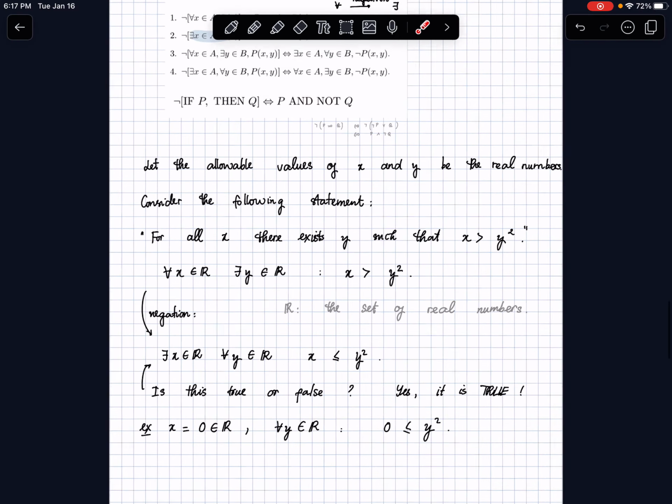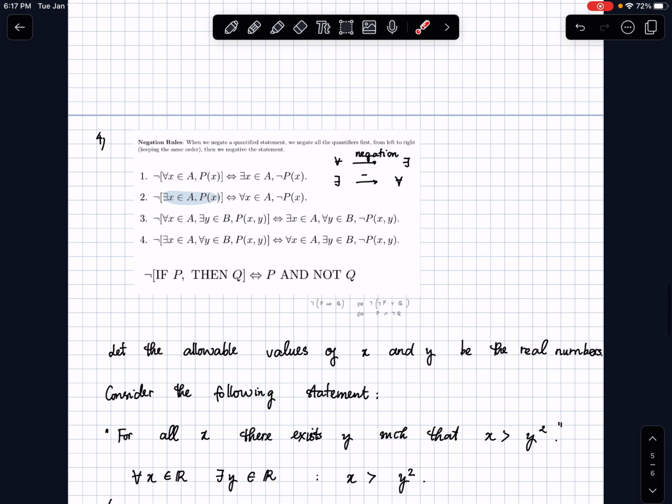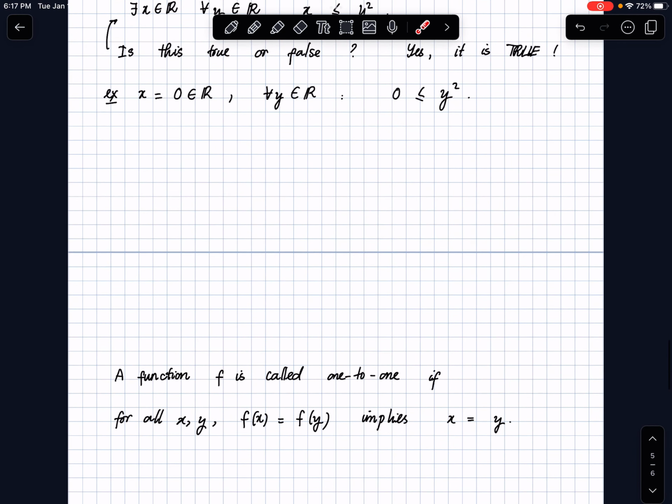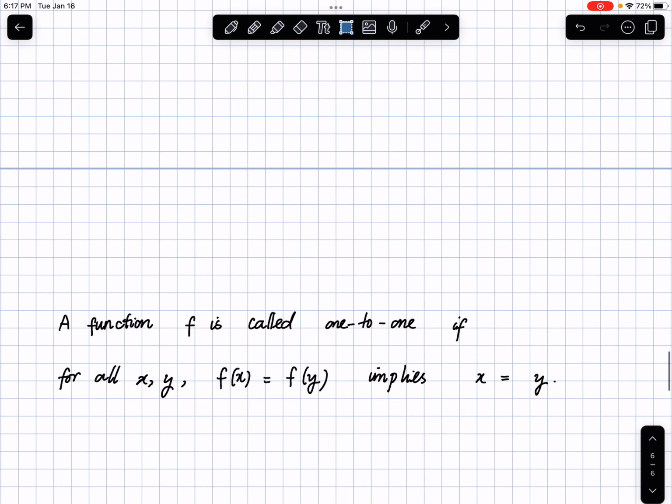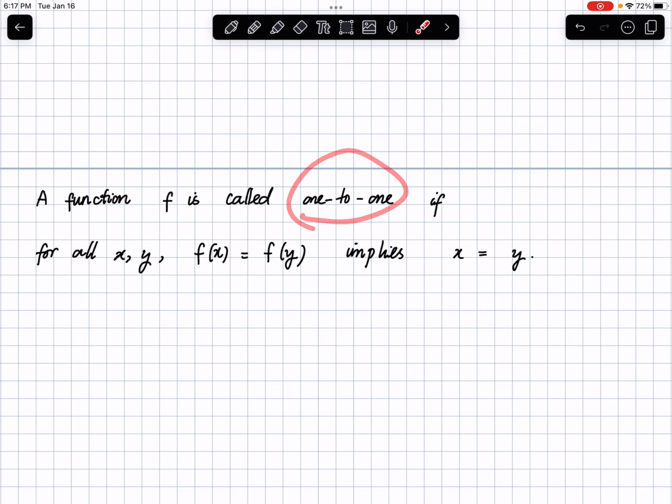So here's an example of how we find the negation of a statement, following the negation rules. Let's do one more example here. A function f is called 1 to 1. Actually, 1 to 1 has another name, injective function. Write down here, injective. So a function f is called 1 to 1 if for all x and y, f of x equal to f of y implies x equal to y.